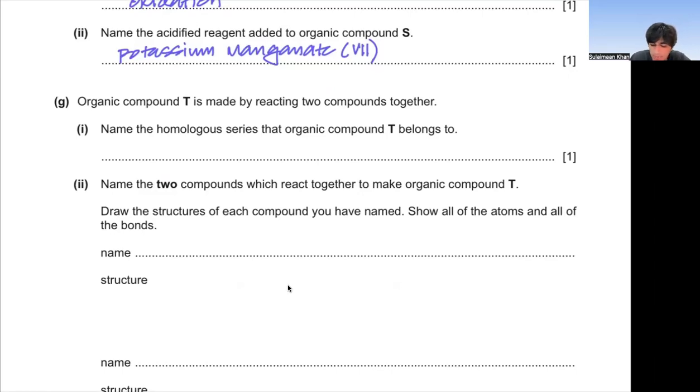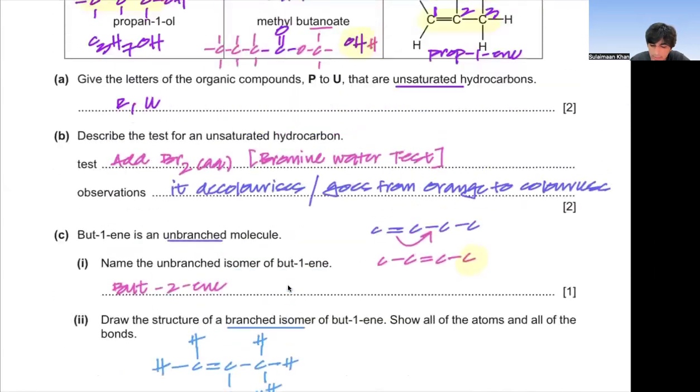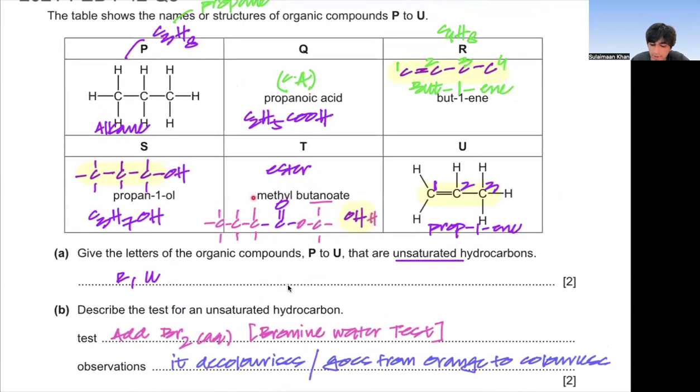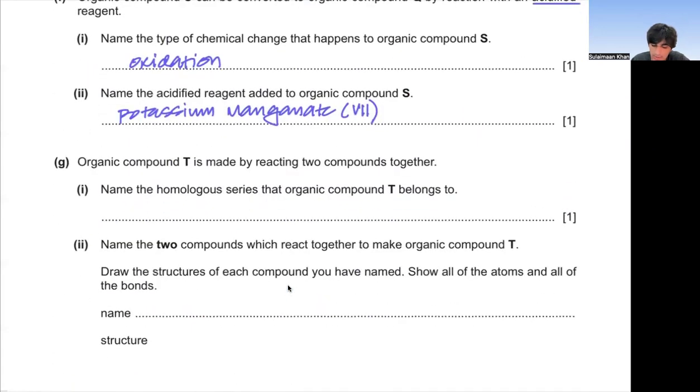Organic compound T is made by reacting two compounds together. Which two compounds were added? Sir, alcohol was methanol and butanoate came from butanoic acid.